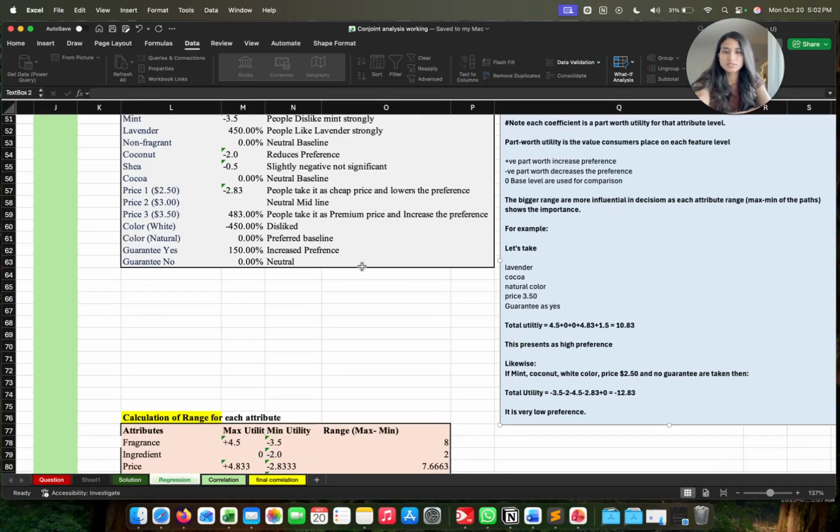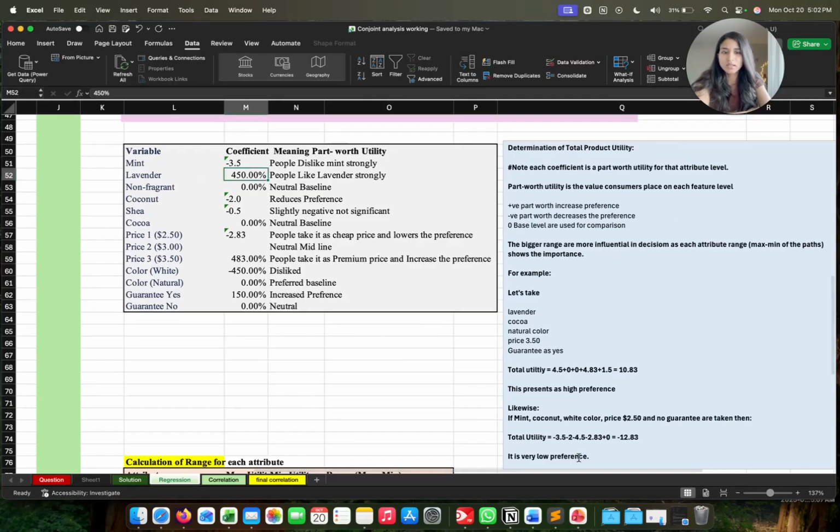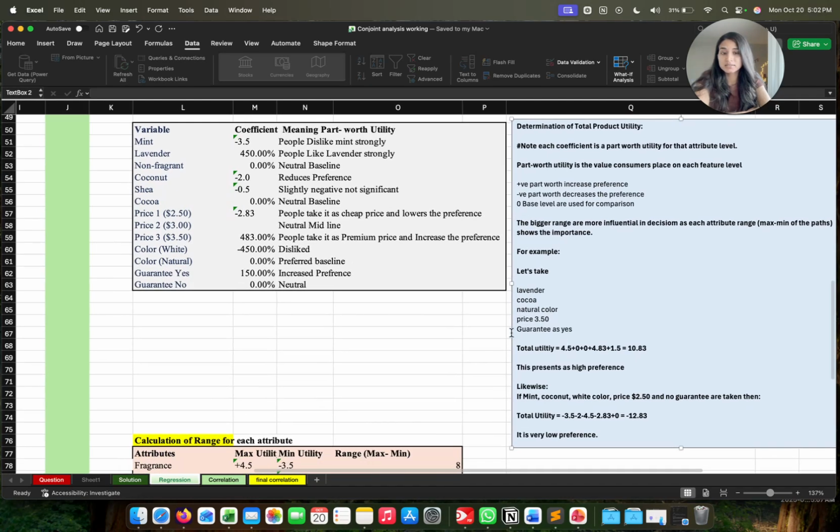So the total utility based on this table for lavender, cocoa, natural color, price and guarantee is 10.83, which is presented as the higher preference because the total utility is highest. But likewise, if we take mint and then color white, the negative ones, the total utility is negative 12.83.